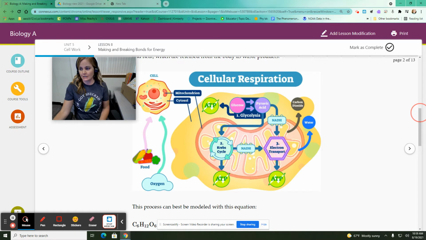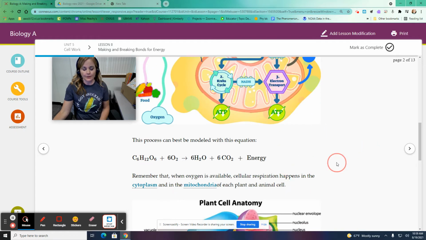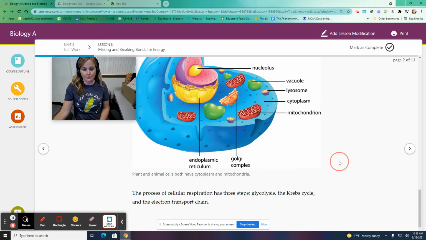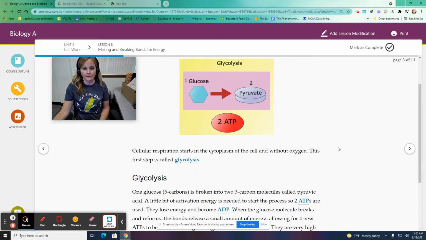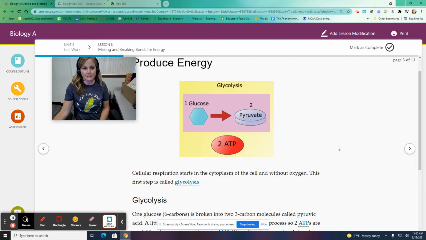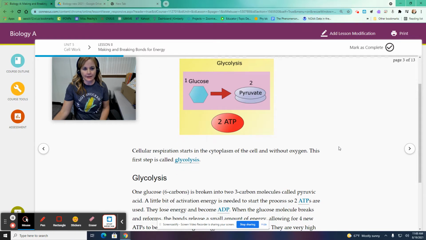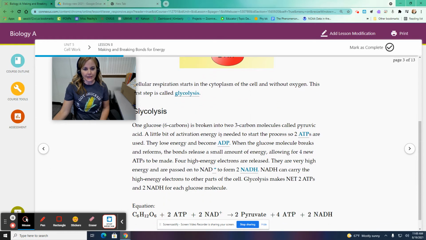So if your sheet says glycolysis breaks apart glucose, you may want to add that glycolysis breaks glucose apart to make pyruvic acid, and this happens in the cytoplasm. Now, this also takes a certain amount of energy. With glycolysis, you actually need to have some energy to make this reaction happen. It's broken apart to make pyruvate. A bit of activation energy is needed to start the process. So 2 ATP are used, and then they lose energy and become ADP.